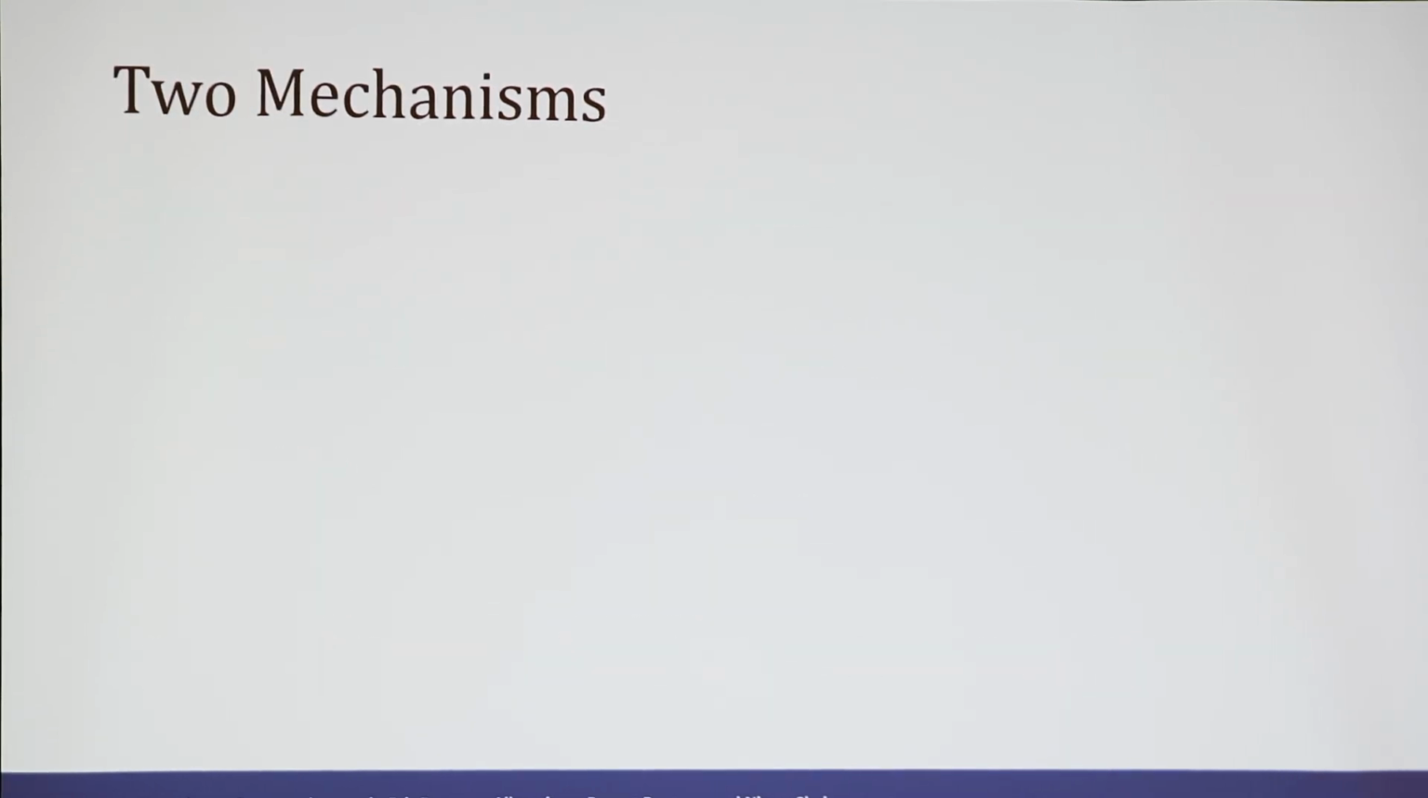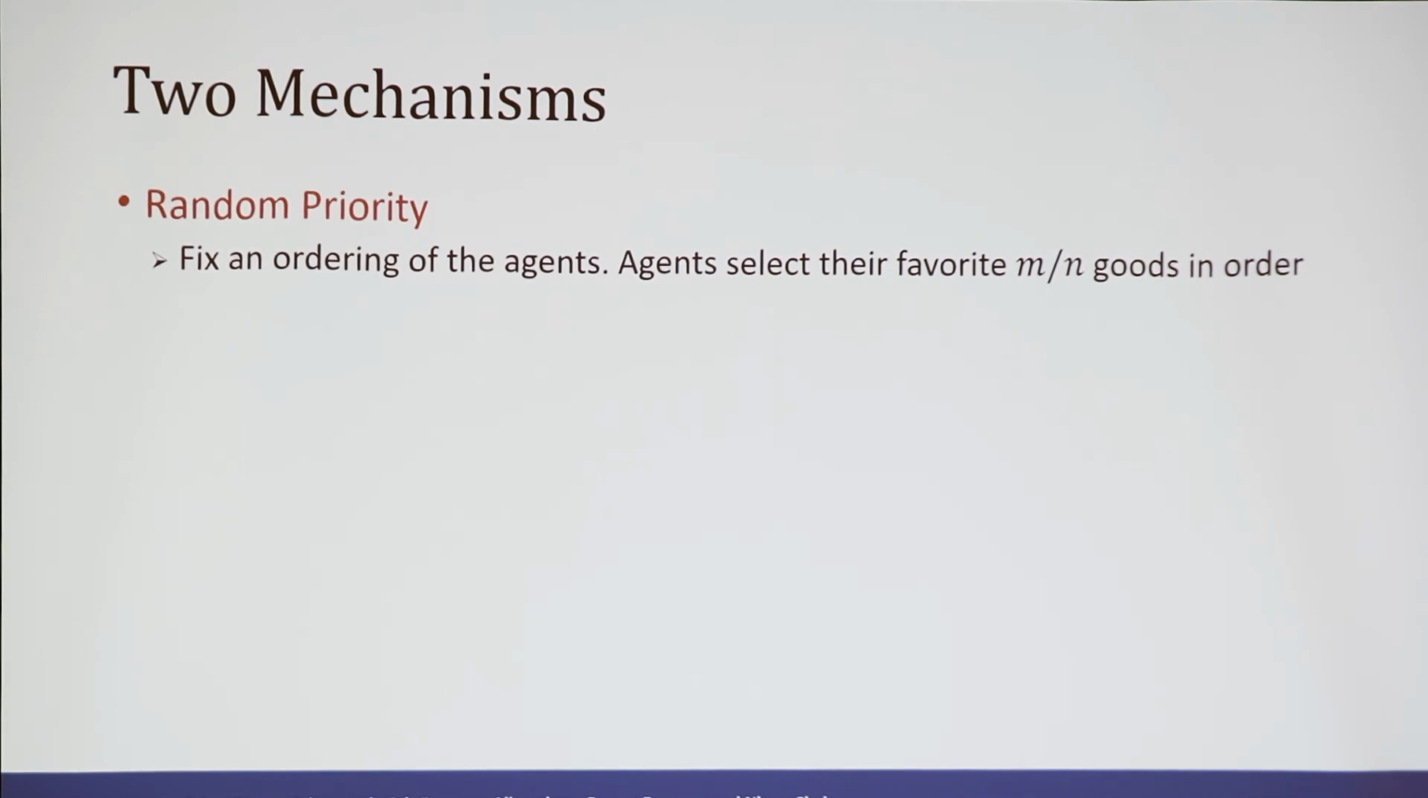So what can you do in the setting that we've defined? There are a couple of things you can think of doing. One is you can run random priority. Random priority fixes an ordering of the agents, and then agents select their favorite m over n goods that remain. If there are 5 agents and 10 goods, we fix an ordering of the agents, then they each come and select 2 goods, one at a time.